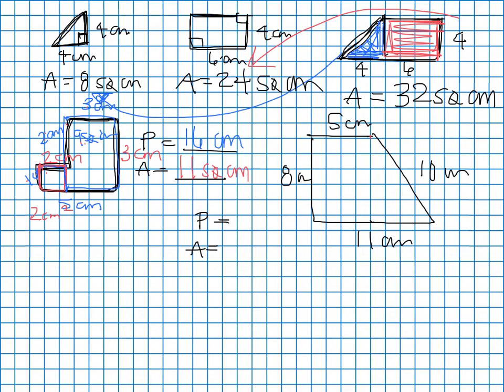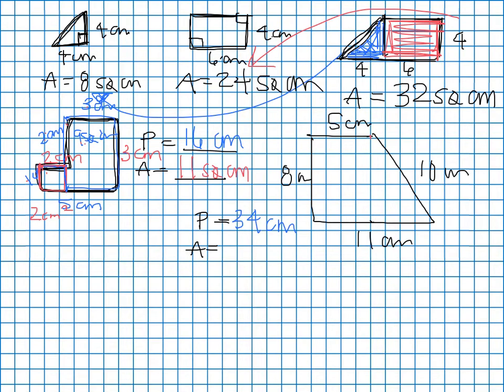Remember, perimeter is just walking around. We've got 5 plus 10 is 15, plus 11, 26, plus 8 would be 34. Okay, 34 centimeters. Now area is going to be a little bit more complex.